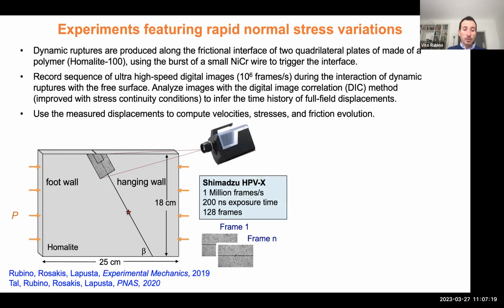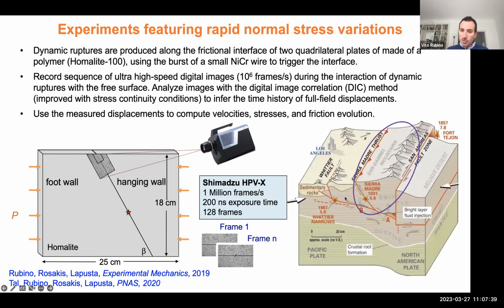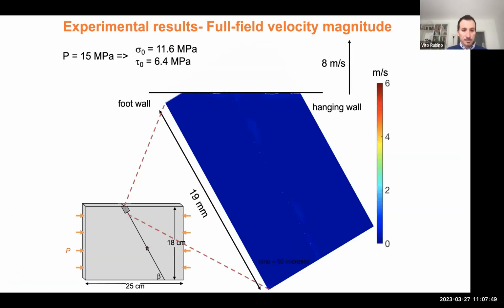So now, if we look at close to the interface during our dynamic rupture experiments, due to the rupture impinging on the free surface, we will have a breakdown of the symmetry, which will induce rapid normal stress variations. It turns out that this is also relevant to the study of thrust faults, such as the one sketched here on the right-hand side. And so it's a very important problem to study for earthquake physics.